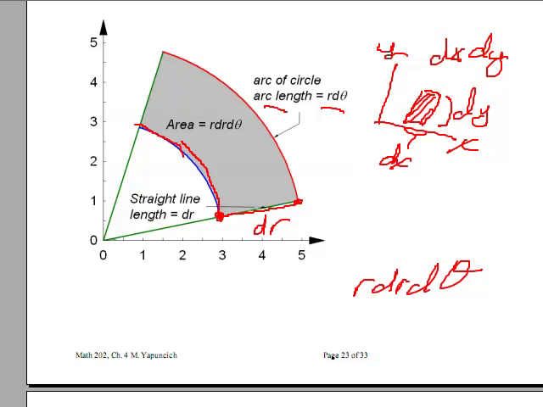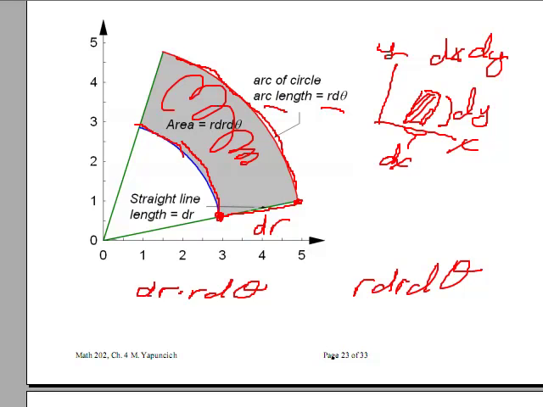So the area is dr times r d theta. You need this arc length here, not just d theta, but this arc length. And the size of this will depend on how big r is, and that's why r appears in this equation. So it's dr times r d theta. And you rearrange it to get r dr d theta. But really the r belongs to the d theta.